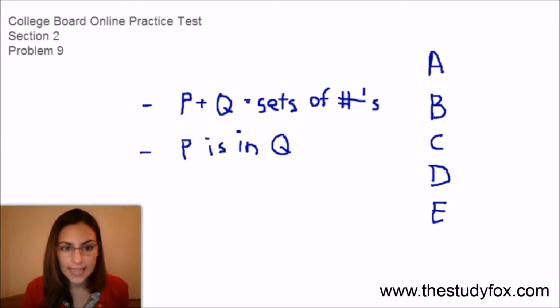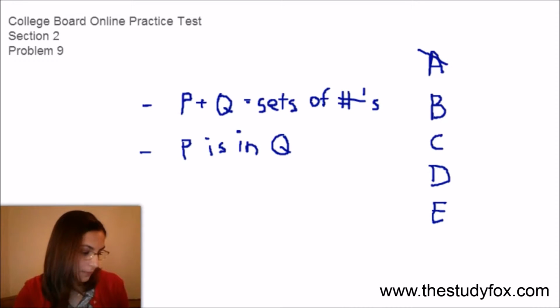Okay, answer choice A. 4 is in both P and Q. Alright, P is in Q. So if 4 is in P, it's also in Q. So I think A can be true, and so we're going to cross it out.